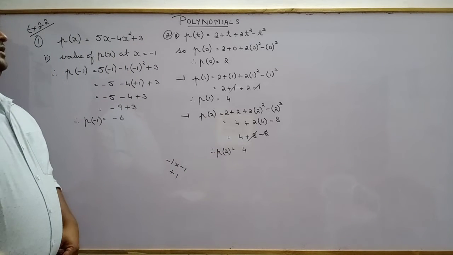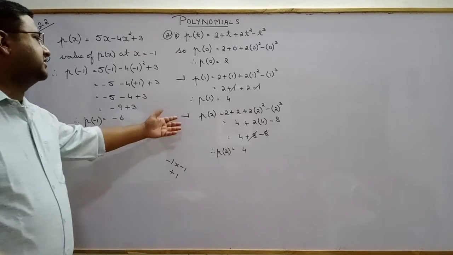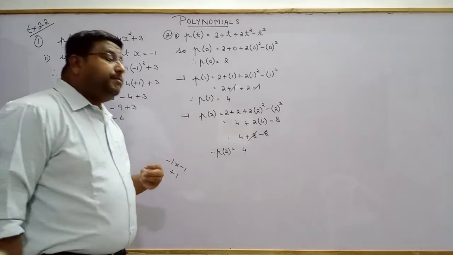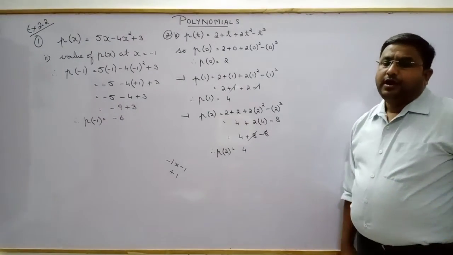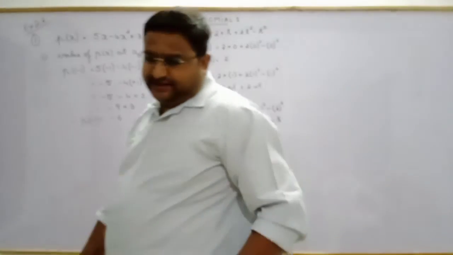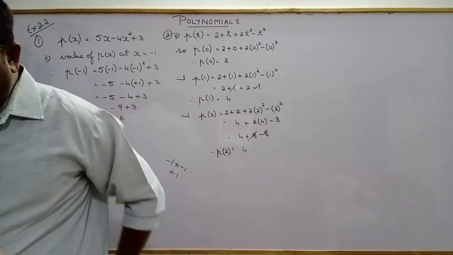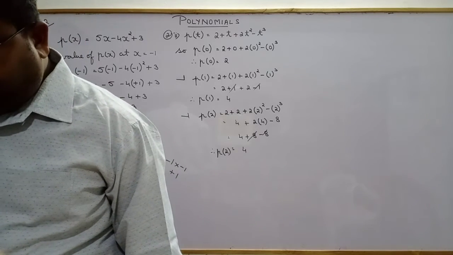Clear? I hope there is no confusion. This is what we mean by the value of the polynomials when the value of the variable is given to you. Now, in the third part, he says, verify whether the zeros of the polynomial are as indicated against them.